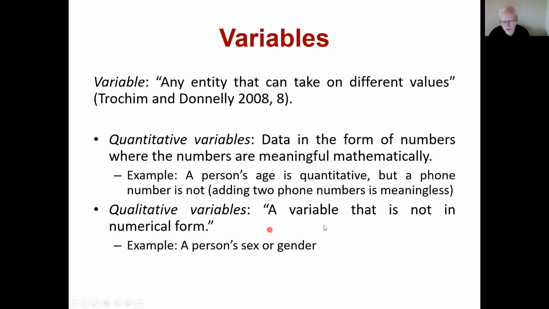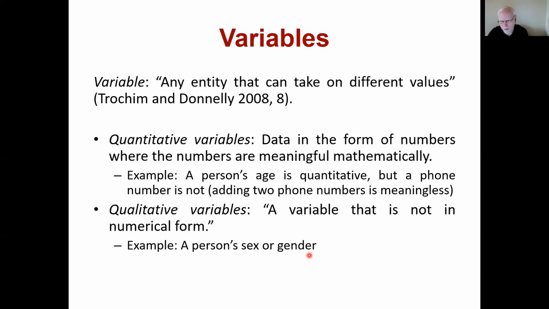Qualitative variables are variables that are not in numerical form. For example, a person's sex or gender. Again, commonly used variables in surveys. Almost every survey I've ever seen, certainly every survey or survey experiment I've ever created for my own research, has included a question about the person's age and a question about the person's sex or gender, usually gender. The answers might be male, female, or increasingly we'll see male, female, other, or more options. We'll return to that later.